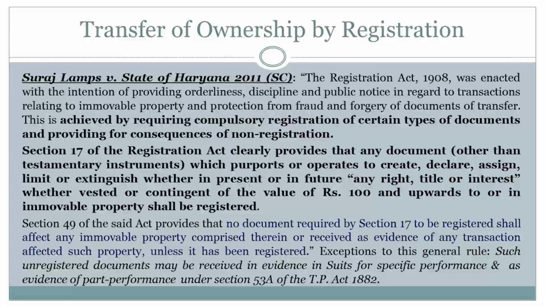So we are not here dealing with a testamentary instrument. What, sir, is a testamentary instrument? A will. We're not dealing with a will, we're dealing with a sale deed, which purports or operates to create, declare, assign, limit or extinguish, whether in present or in future, any right, title or interest, whether vested or contingent, of the value of ₹100 and upwards, to or in immovable property shall be registered. To or in immovable property shall be registered. So important. Pause it, read it.